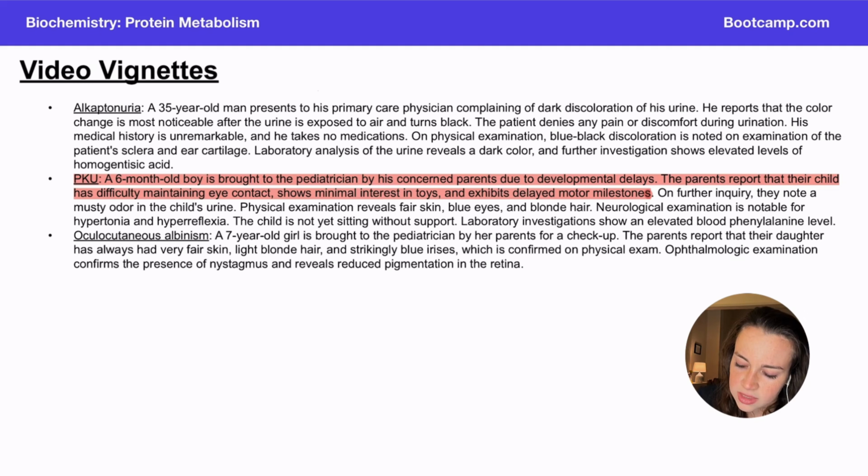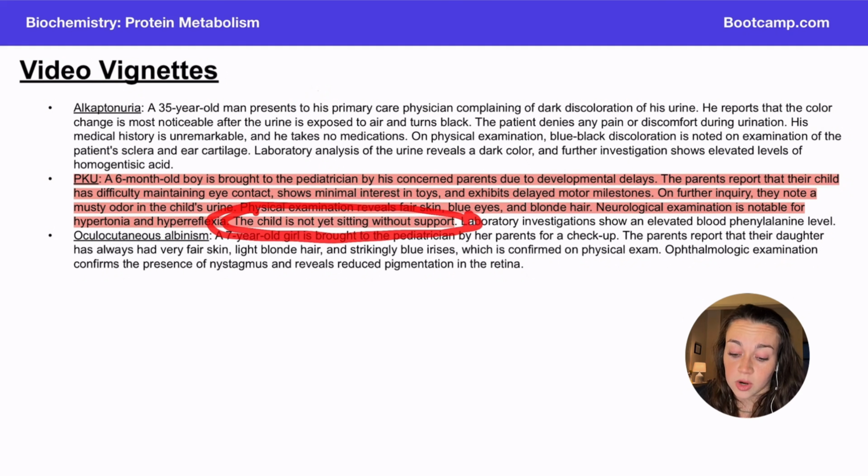The parents also say that the child has a musty odor in his urine when they change his diapers. On physical exam, the child has blonde hair, blue eyes, fair skin, and the neuro exam is showing hypertonia and hyperreflexia. They also say the child is not yet sitting without support. So right there might be an example of something where they would want you to know whether that was normal or abnormal for a 6-month-old.